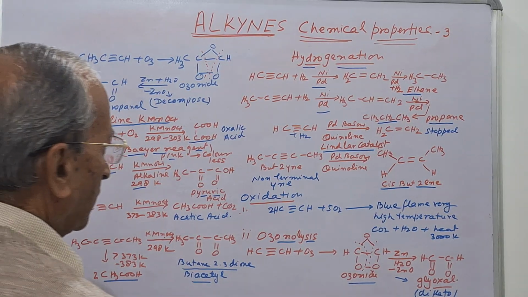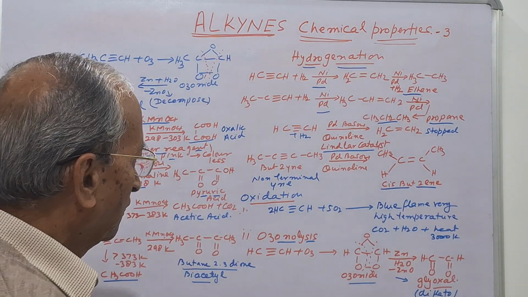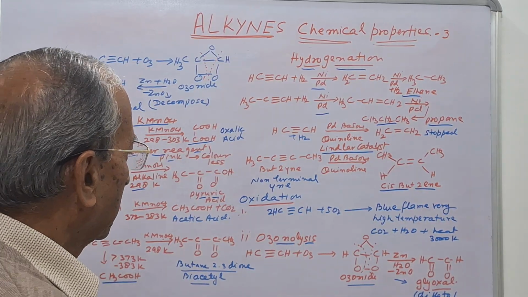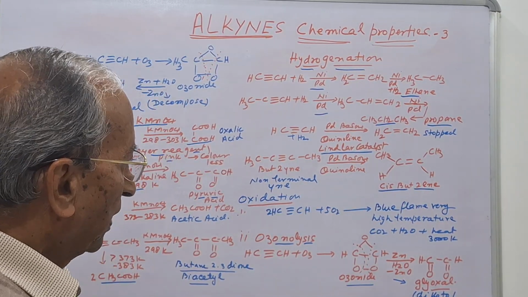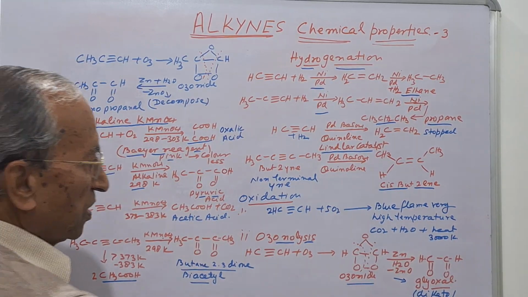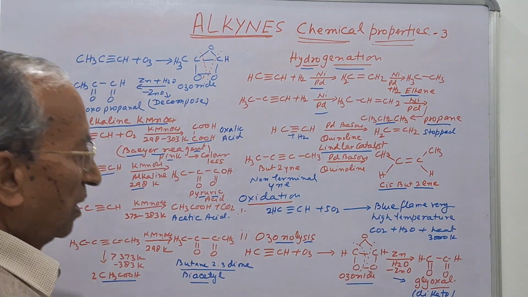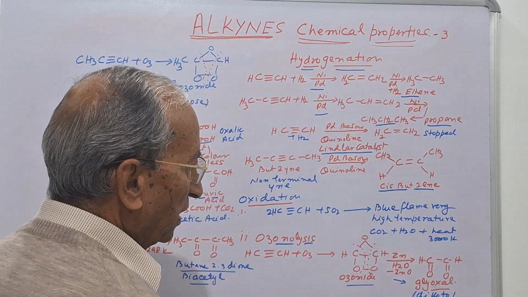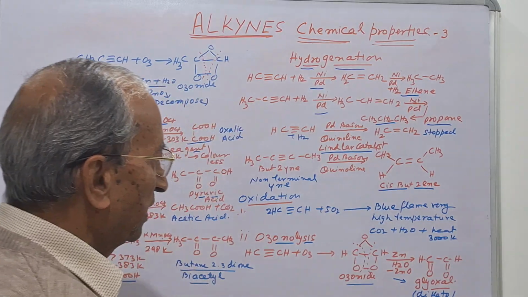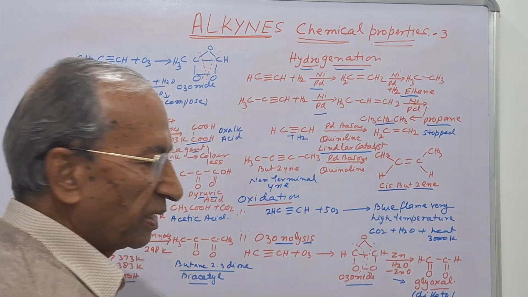Now I will take the important reaction, that is oxidation. Oxidation, first, is combustion. Two molecules of acetylene, when burnt completely in the presence of oxygen or air, burn with a blue flame at a very high temperature. About 3000 K heat is evolved, and this is so high a temperature that this reaction can be used for welding purposes. That is known as the oxyacetylene flame.